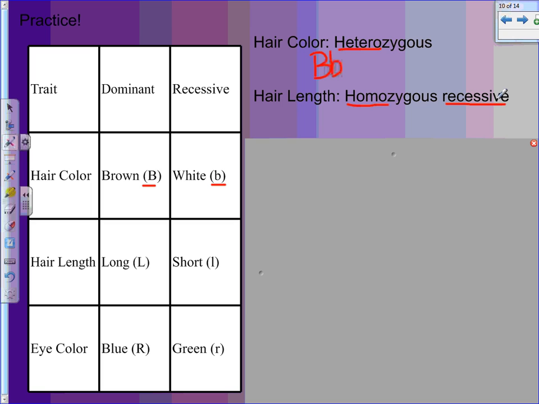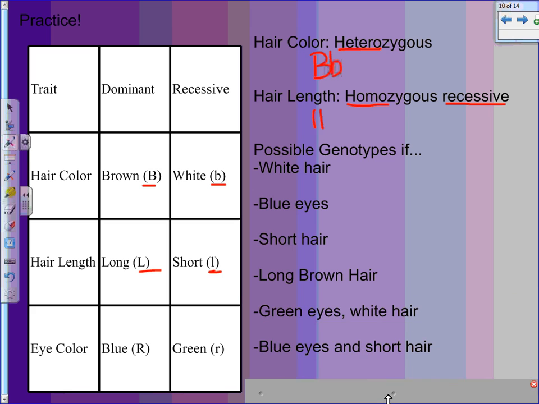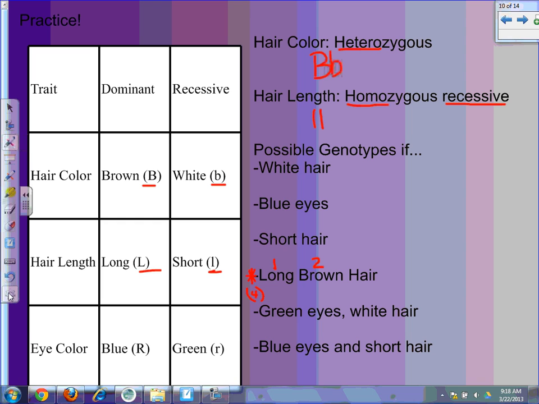Now I'm going to let you do these other ones on your own. But one that I do want to do with you is long brown hair. I want you to take a couple minutes and see if you can figure it out. There are actually 4 genotypes that would be possible for long brown hair, keeping in mind we've got 2 traits here, long and brown. So go ahead, pause the video, and give that a try. All right, hopefully you paused that.